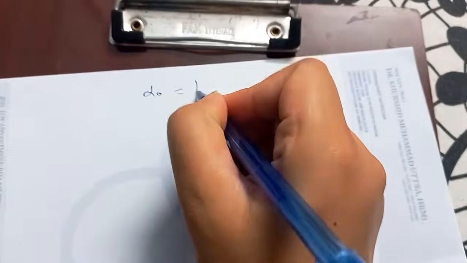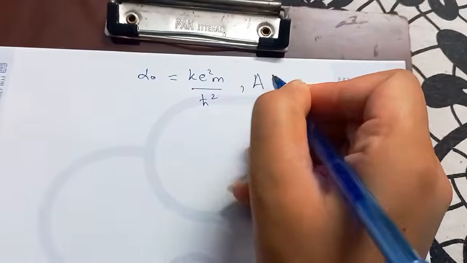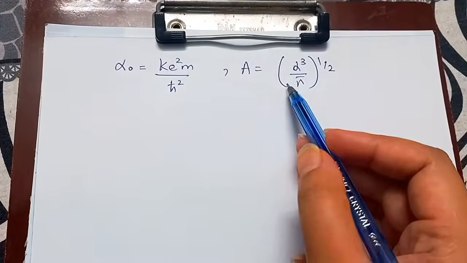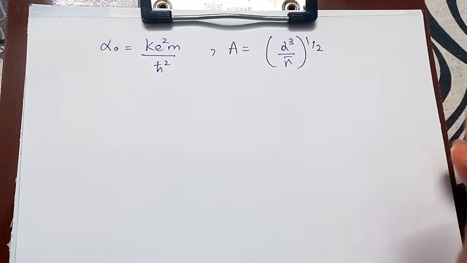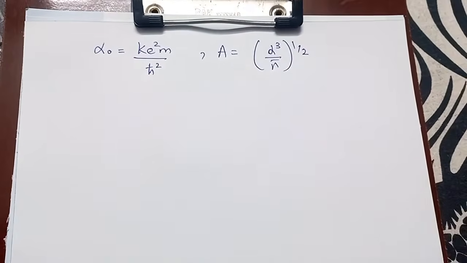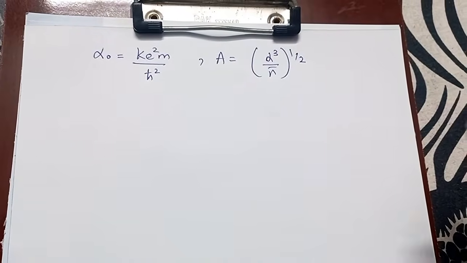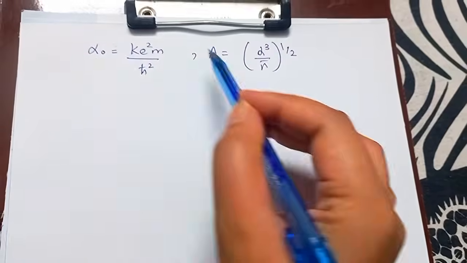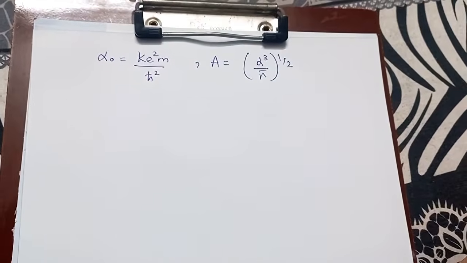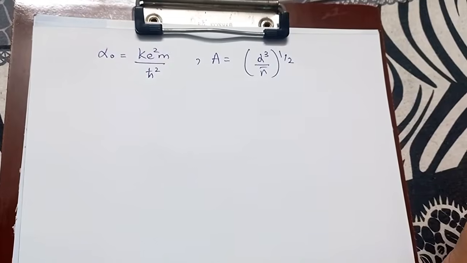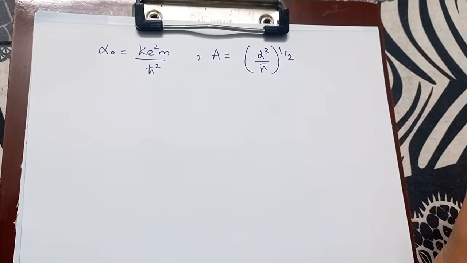Alpha naught equals k e square m by h cut square, while A equals this value, which is the normalization constant. And since we want to find the ground state wave function, just the way we did for the energy, we inserted the values of alpha naught and A into the energy expression that we had, which gave us the best possible estimate for the ground state energy of the hydrogen atom.